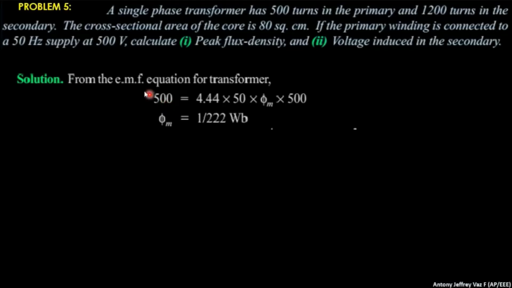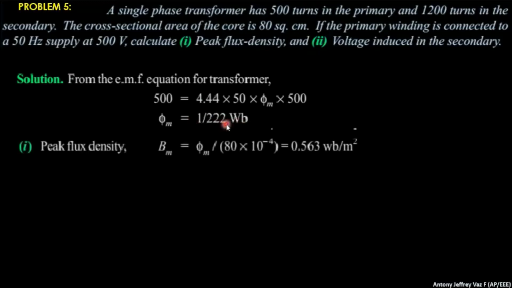Substitute all the values. 500 is nothing but the E1 value. 4.44, frequency is 50, you don't know phi M, and the number of primary turns N1 is 500. Substitute it. Now you can cross multiply: phi M is equal to 1 divided by 222 Webers. Just leave it as it is, or you can simplify it and present it here.